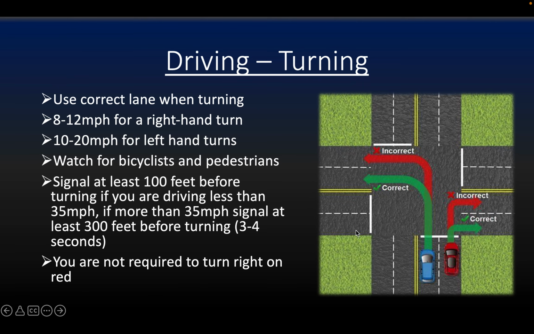You come out here, and you want to be paying attention right here, making sure no one's walking across, no one's biking across the road right here while you're paying attention to oncoming traffic, and then find the appropriate gap and make your turn. And you want to signal at least 100 feet before turning if you are driving less than 35 miles an hour, and if you're driving more than 35 miles an hour, signal at least 300 feet before turning, which is about 3 to 4 seconds before your turn.